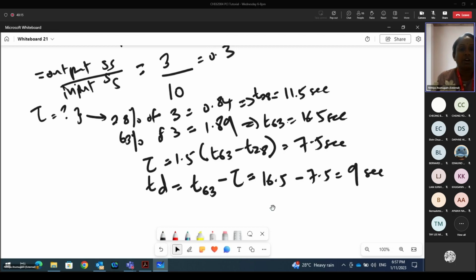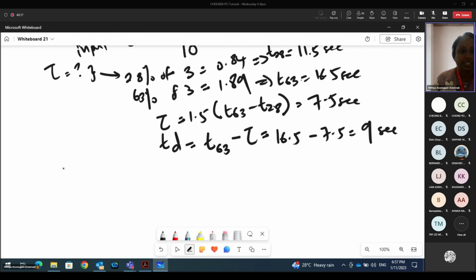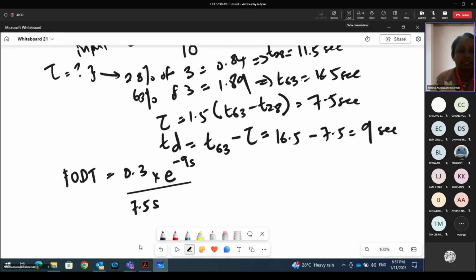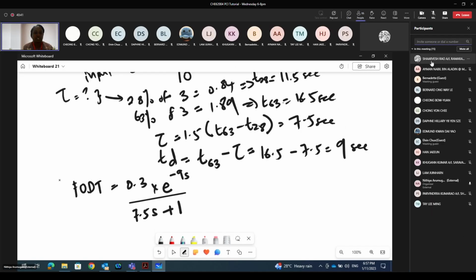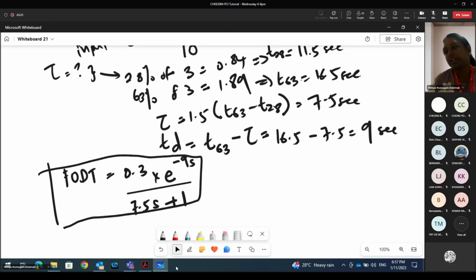Okay, so with all this information, we can express the FODT. All right, so the step change is 0.3 times e to the power of negative TD, which is 9 s, over the tau, in this condition 7.5 s plus 1. So this is the expression for FODT, right?